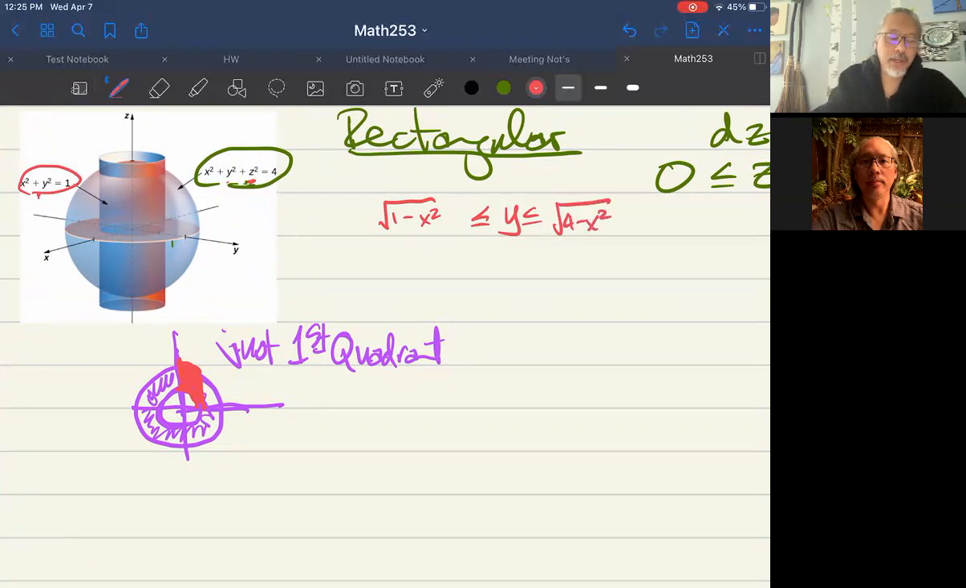Now, this is all happening on the z equals 0 plane, the xy plane. So that's what we have. And the x limits here will go from 0 to 1, because this is 1 right here.